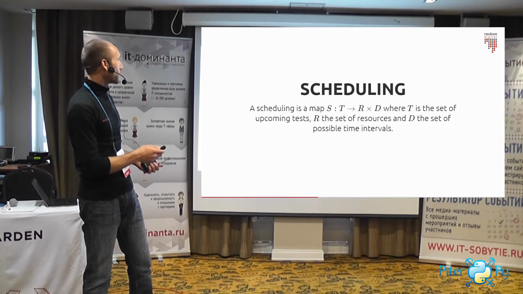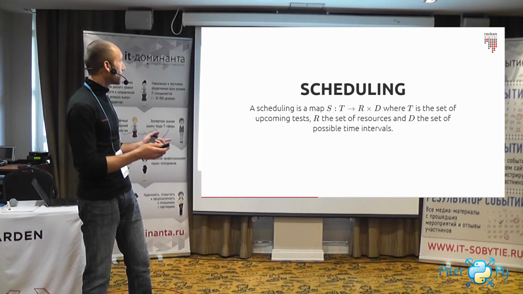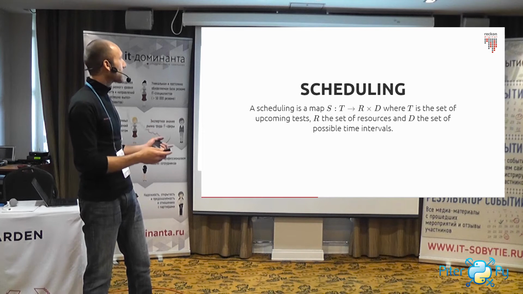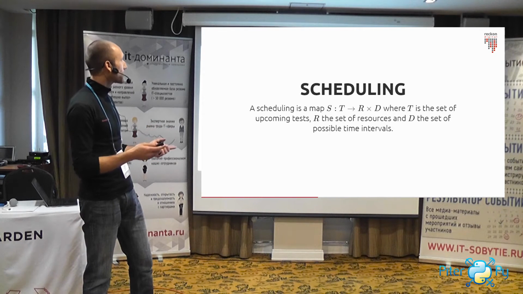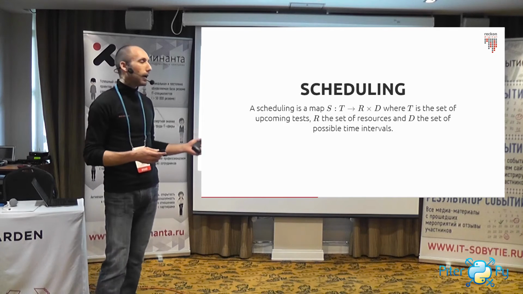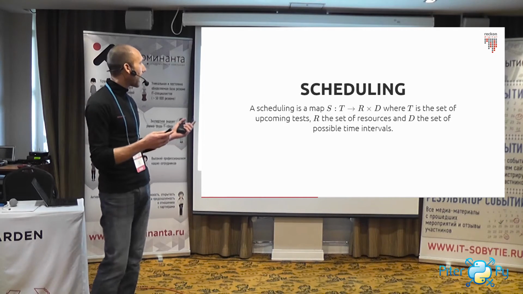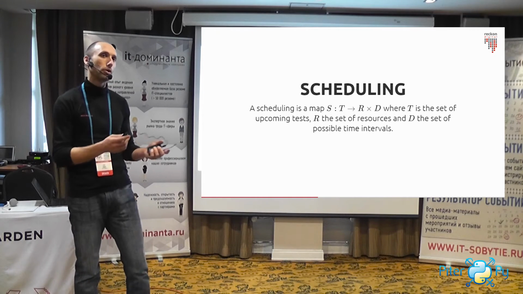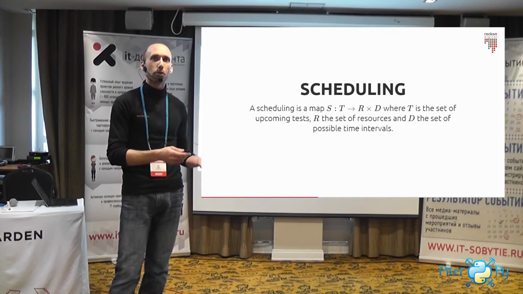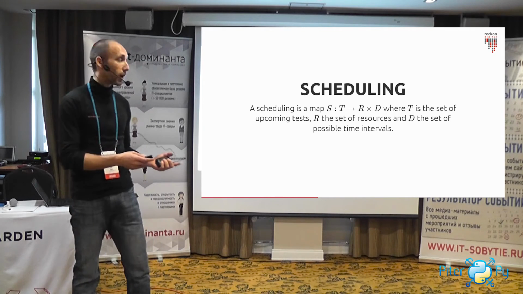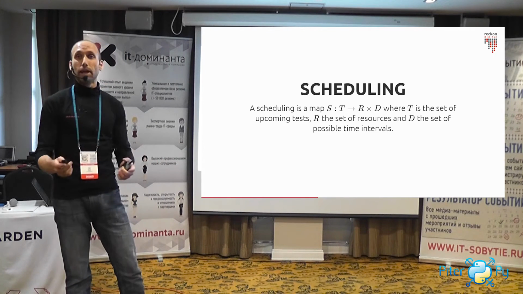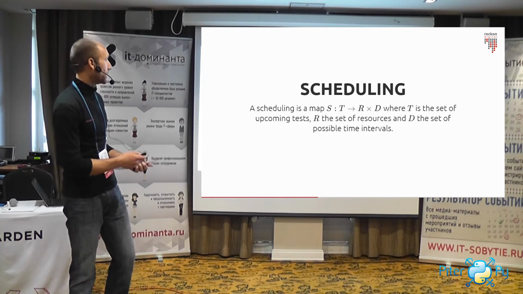The scheduling part is a mapping between those sets, and basically what it gives you back for every turbine T is a couple R and D, where R is the resource that will be used to run the test on that turbine, and D is the starting date for the test to be made.